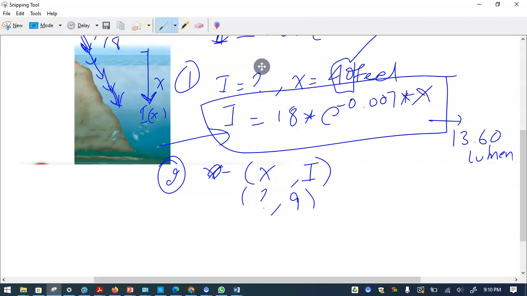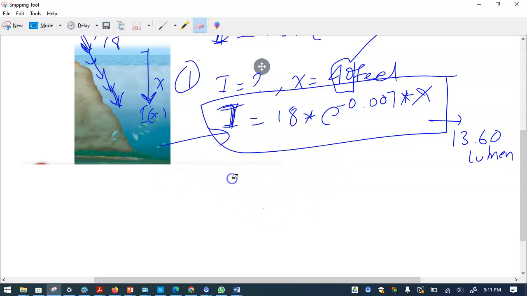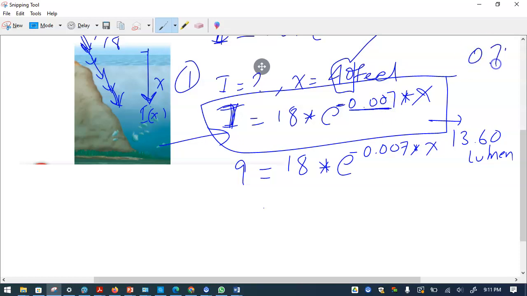So this is x, right? All you do is put I as 9. So this I is 9, and you put this as 9. 9 equals 18 times e raised to minus 0.007x. You can see there's a minus 0.007, which means almost 0.7%, so every 100 feet down, the intensity decreases by about that much. So now all you do is solve for x.